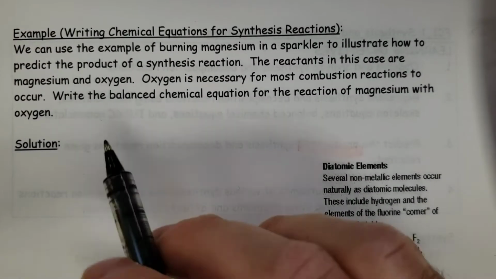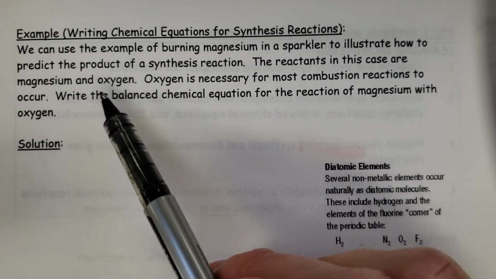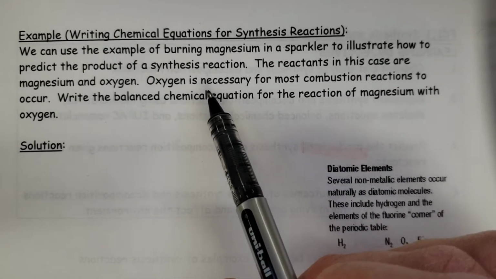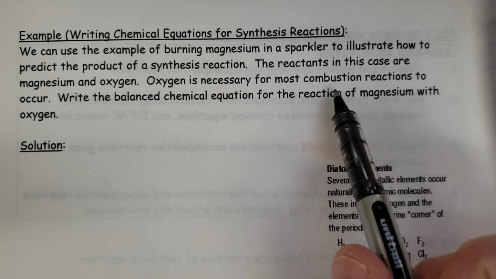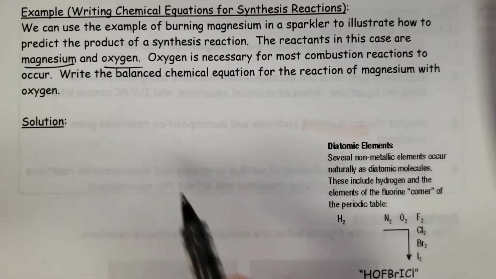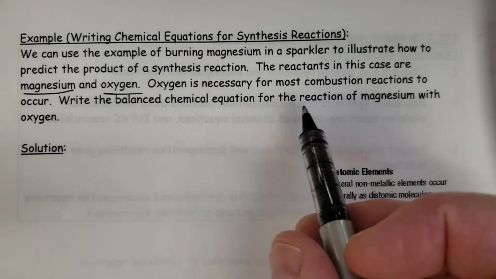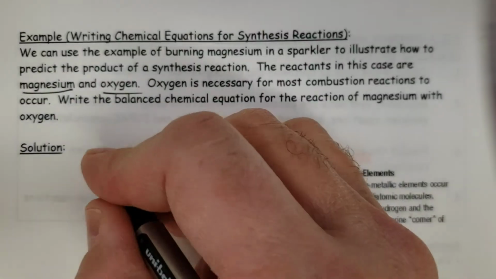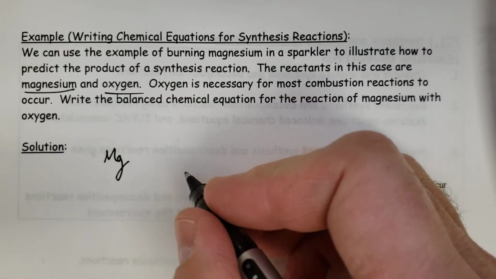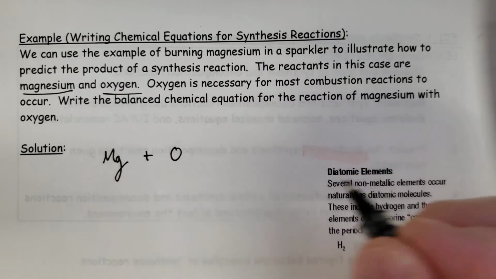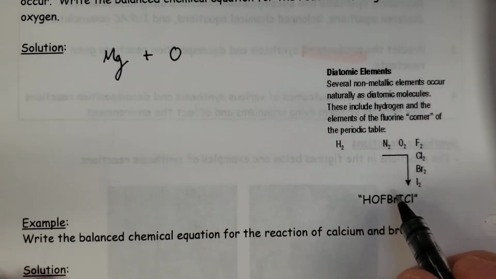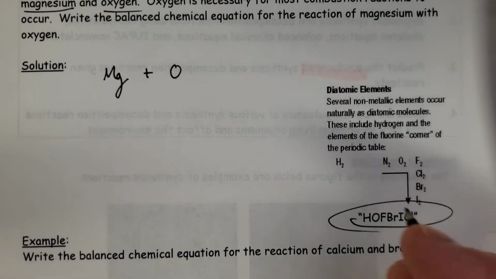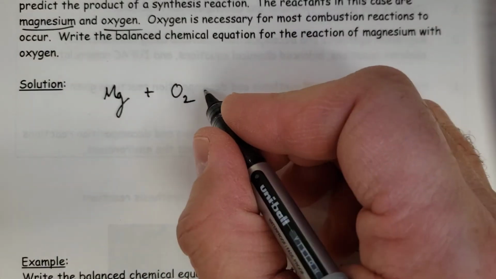If we look at the flip side, examples of this, we can use the example of the burning magnesium in a sparkler to illustrate how to predict the product of a synthesis reaction. The reactants in this case are magnesium and oxygen. Oxygen is necessary for most combustion reactions to occur. Write the balanced chemical equation for this. So if we have magnesium combined with oxygen, and of course oxygen is in that Hofbrinkel group, so it exists as O2.